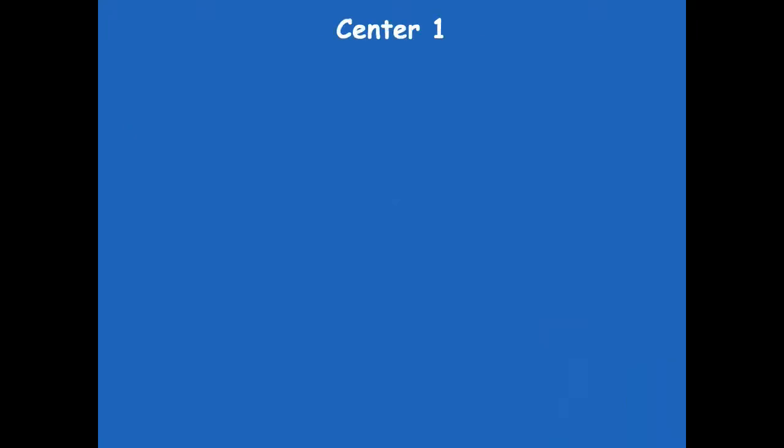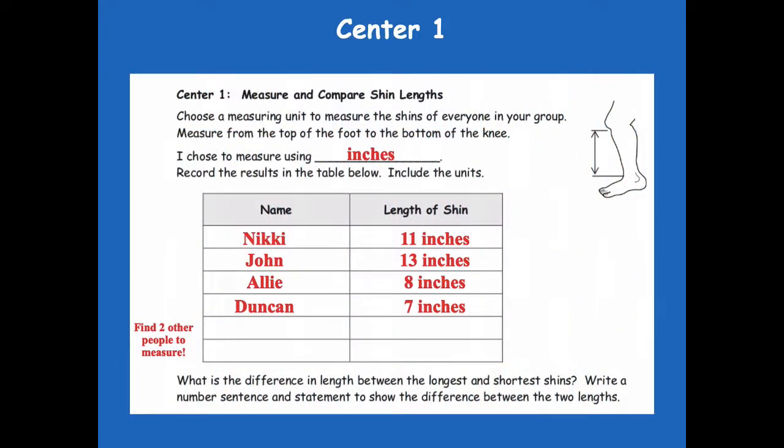So for center 1, here's what it would have on your problem set. You're measuring and comparing shin lengths. So you're going to choose a measuring unit. I've already chosen for you for this one, just so I can give you some measurements, because you might not have 6 people around to measure with.